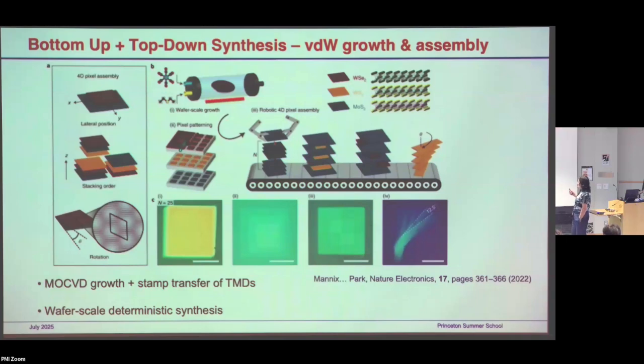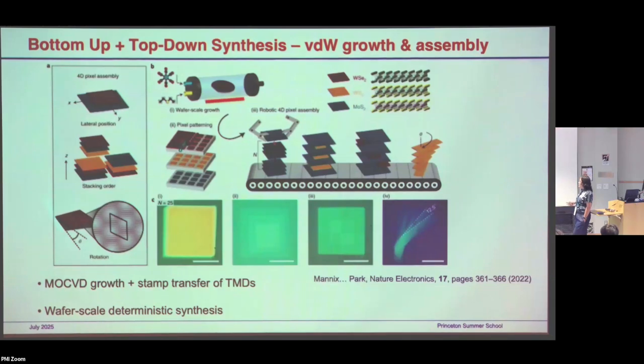So this is the work from Ji-Woon Park's group at the University of Chicago, where they grow using MOCVD, metal organic chemical vapor deposition, where the gas is actually a molecular organic compound as the precursor. This gave a very nice large area growth with high quality, or relatively high quality.